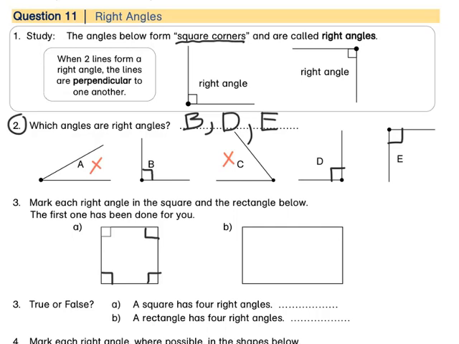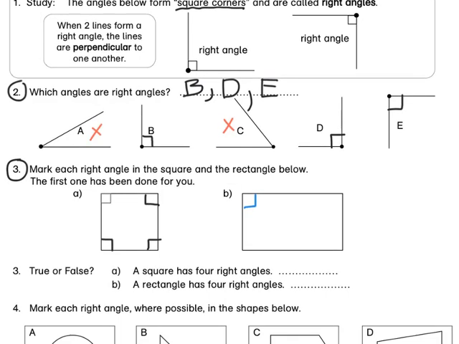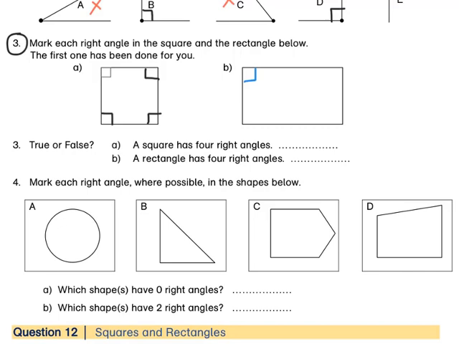For B, I'm going to do the first one for you in this rectangle. There's a right angle. You can fill in the rest by yourself. Press pause to complete 3 now. Let's continue. This is supposed to be 4, and that is 5.